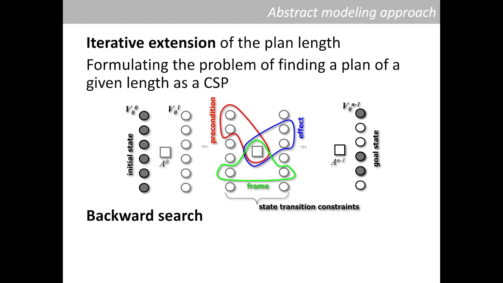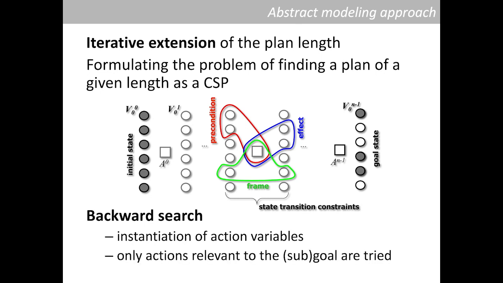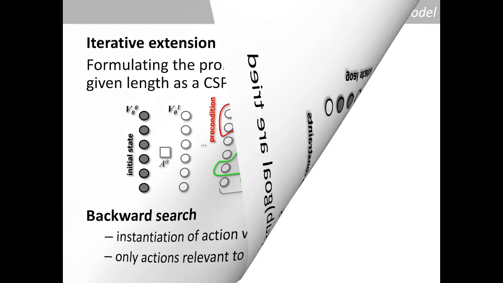And then we can find a solution by instantiating the variables, for example, in the backward search style, going from right to left. What's interesting is to realize that we can instantiate just the action variables, because the state variables will be instantiated by the propagation of the constraints. So the search space will be defined just by the action variables. So this is an abstract model, and let me now show several particular instances of this model.